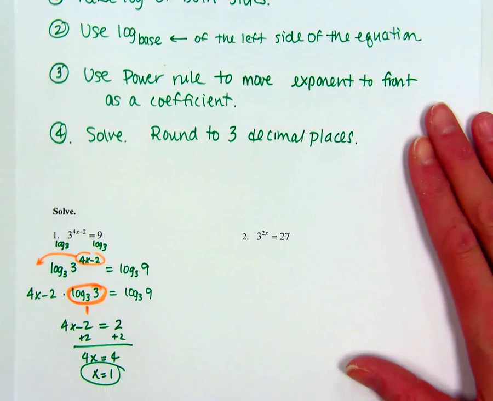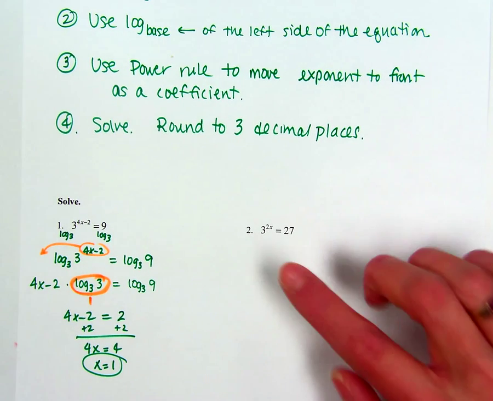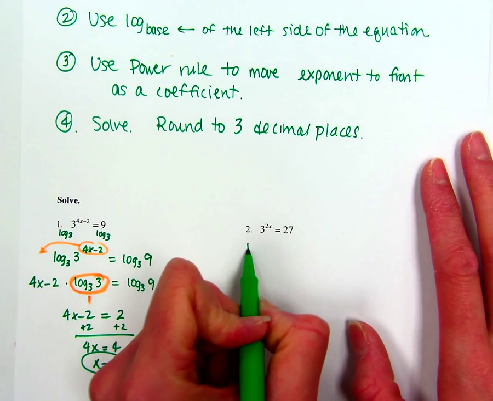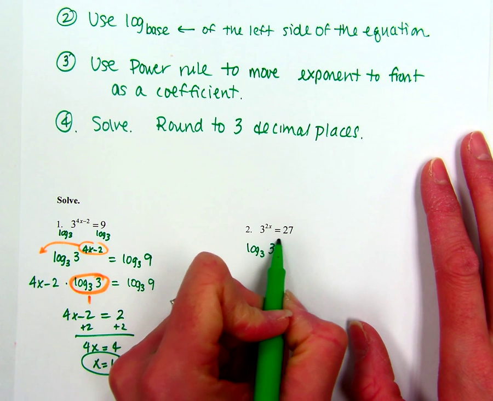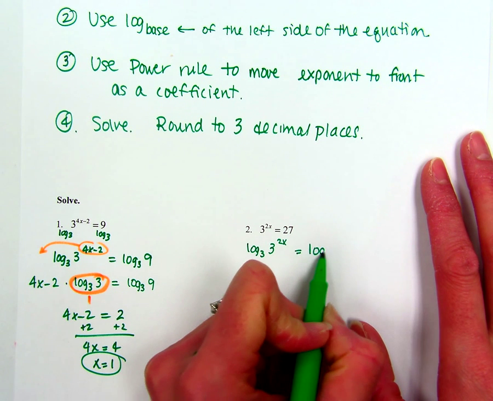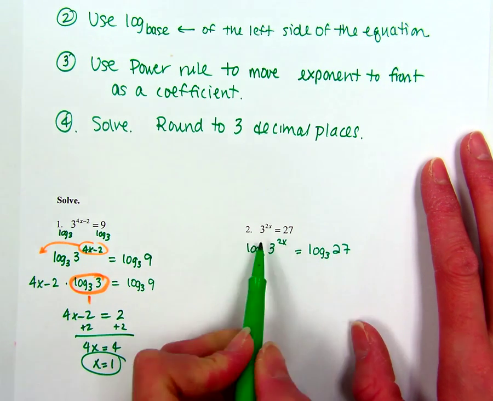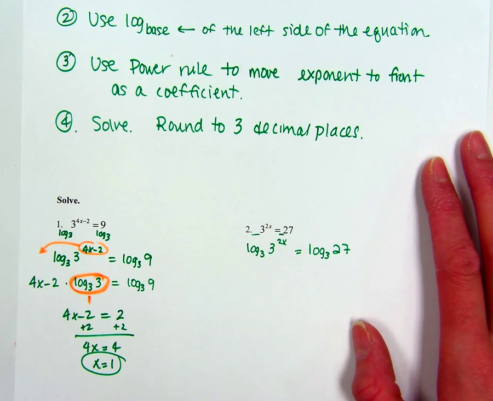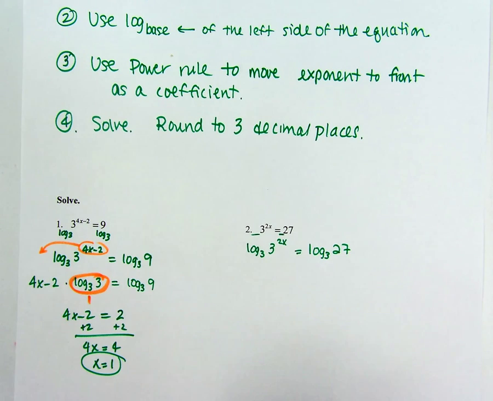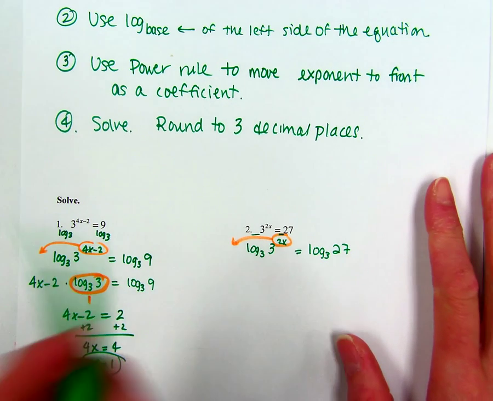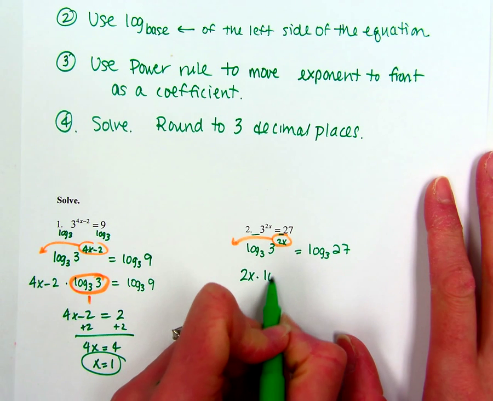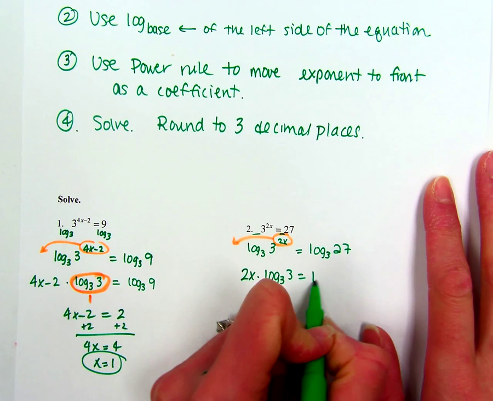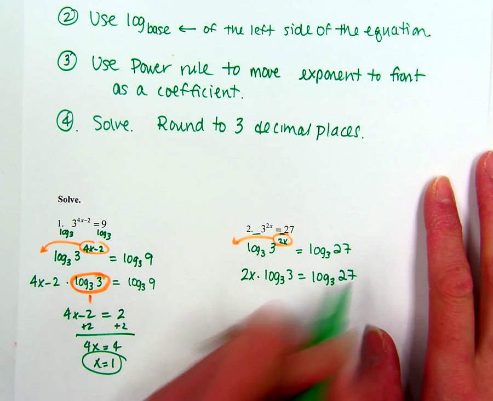Okay, so we're going to do the same thing with the second equation. Notice that my base is 3, so we're going to do log base 3 of 3 to the 2x, log base 3 of 27. So all I did was I wrote log base 3 in front of whatever was originally in the problem. Now I'm going to take my exponent, move it out as my coefficient. So I've got 2x times log base 3 of 3 equals log base 3 of 27.